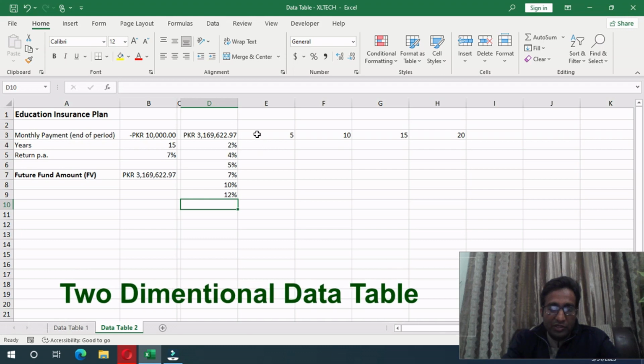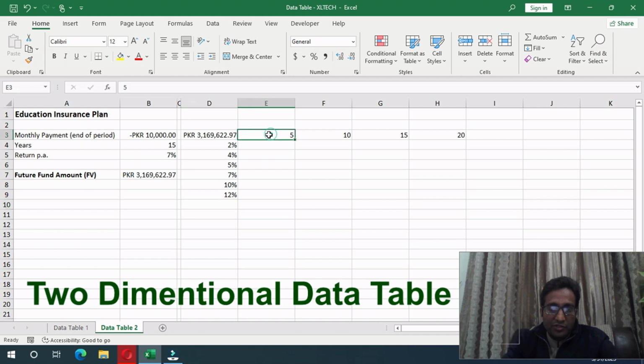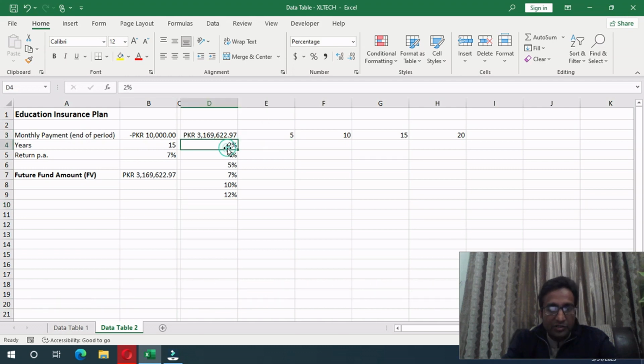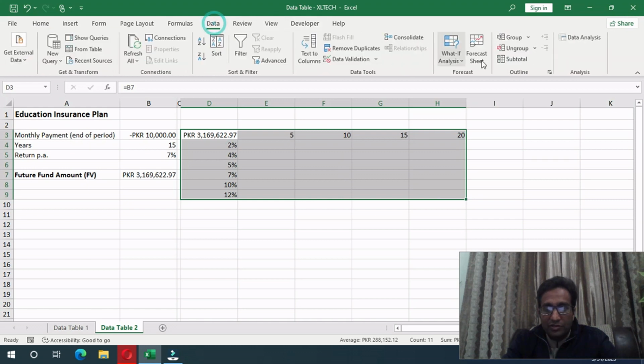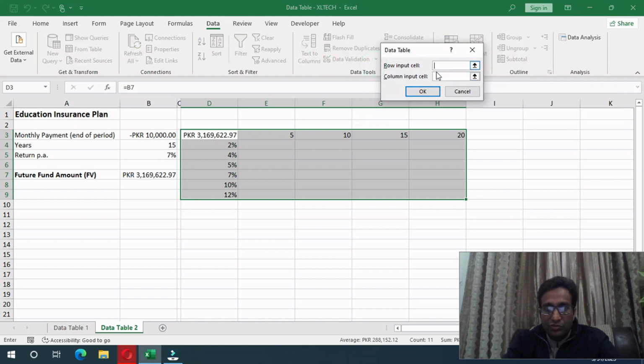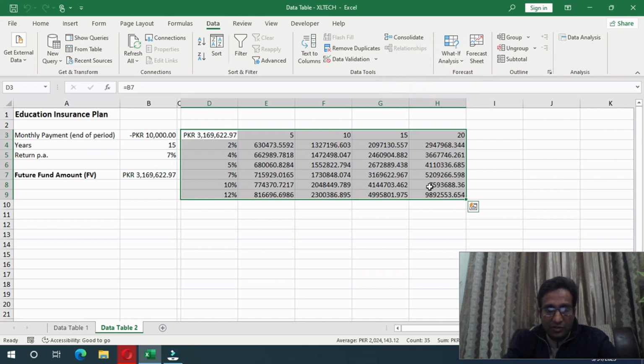Now we want to get the results based on two input values, changing two input values. For example, if we assume that we are going to invest for 5 years on the basis of a 2% rate of return, 10 years on the basis of a 2% rate of return, and so on. So select this range of the table, go to Data, What-If Analysis, Data Table. Now we have two options. Number one, row input cell. We have the years in the rows, select this one. In the column, we have the rate of interest or rate of return, this one. Okay, so we have the results here.